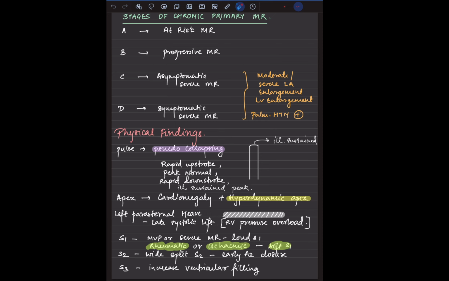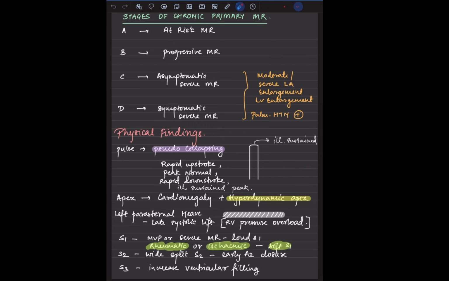Okay. Physical findings, what do we find now? We have this collapsing pulse in case of the AR, right? But here there will be a pseudo collapsing pulse, as there is an increase in the ejection fraction over here also. Okay, it will behave like a hyperdynamic situation. So there is a rapid upstroke, ill sustained peak, rapid downstroke, and the peak is actually normal. When it comes to cardiomegaly, there would be cardiomegaly and a hyperdynamic apex. This is a volume problem, a volume overload state. So there will be a hyperdynamic apex, and there will be cardiomegaly in this.